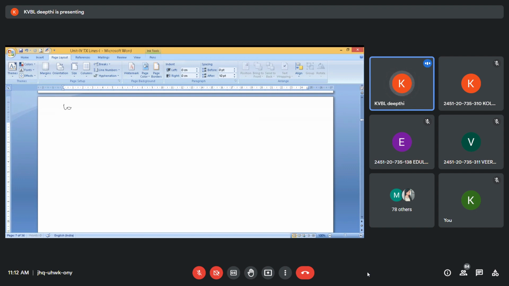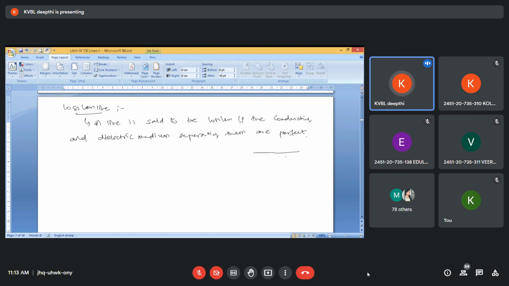Now we will be talking about a lossless line. A transmission line is said to be lossless if the conducting and the dielectric medium separating them are perfect. I am writing the definition here: a line is said to be lossless if the conducting and the dielectric medium separating them are perfect. Suppose this is a transmission line.